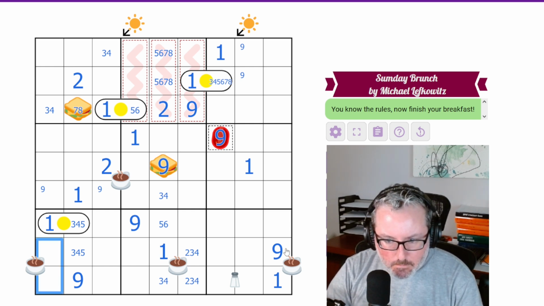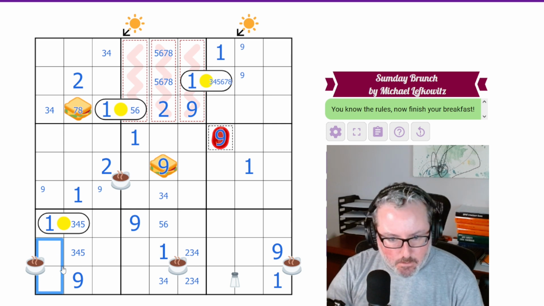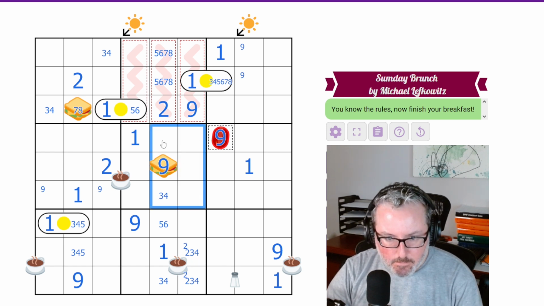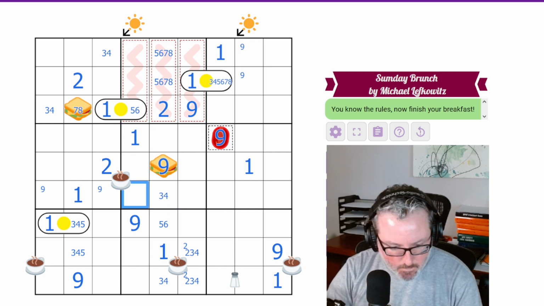In here, I still don't think I have enough information to do anything with that 10. Got a 2 up here. Oh wait, let's mark that so it's clear. We have to have a 2 there. So there's no 2 in any of these. There's no 2 here, so this is a 2.